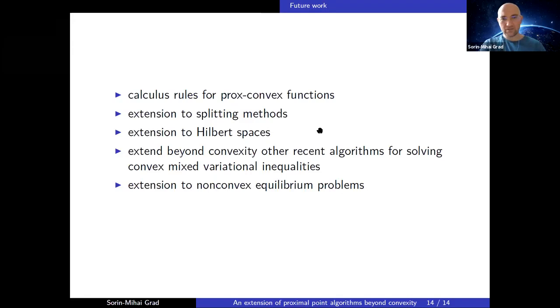Then we are also working on extension to splitting methods, forward-backward, or Douglas-Rachford, and Hilbert spaces, because what you have seen is in R^n. Other ideas are to extend other algorithms, not only Malitsky's golden ratio, but there are also other algorithms for solving mixed variational inequalities, and some recent ones. And we are currently working on extending some of these algorithms for prox-convex functions.